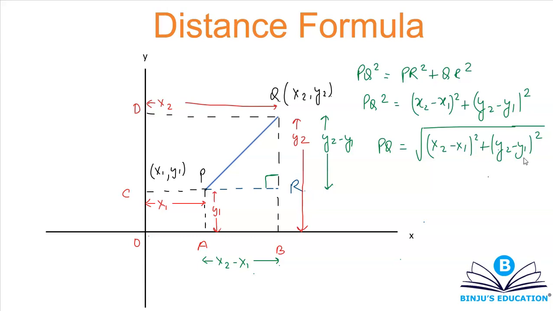So this here is basically known as the distance formula, which I believe most of you would already be knowing. So this is how we calculate distance between any two points having coordinates x1, y1 and x2, y2.